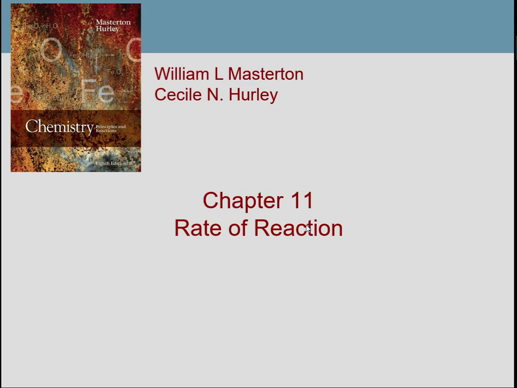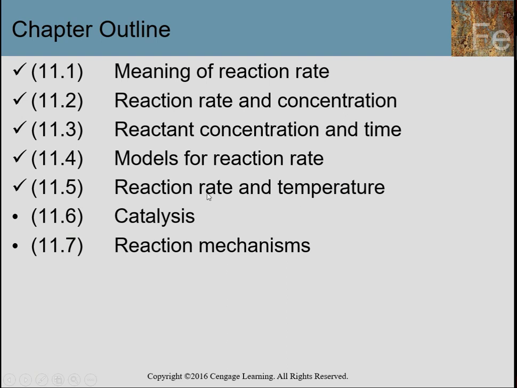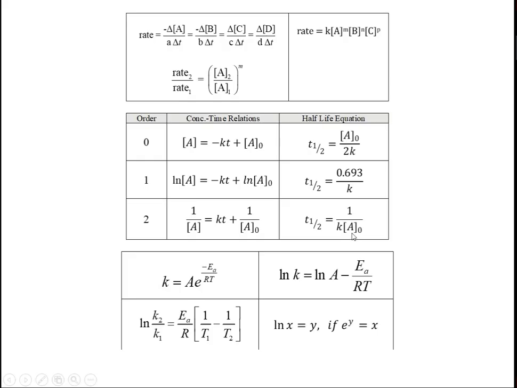Okay, so Chapter 11 is called the rate of reaction, or I refer to it as the chemical kinetics chapter. It's all about kinetics, the motion of the molecules and how it might change the rate of a reaction. We've done everything 1 through 5. We're going to do 6 and 7 today. 6 is really brief, 7 is a little deeper, neither of which has that much math to it. We got all the math out of the way last week.